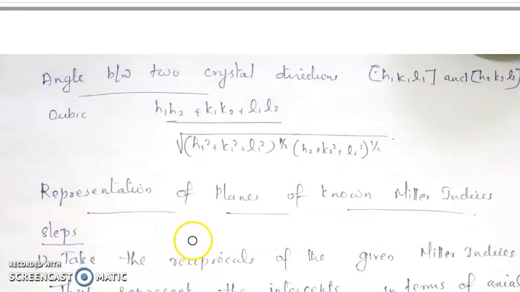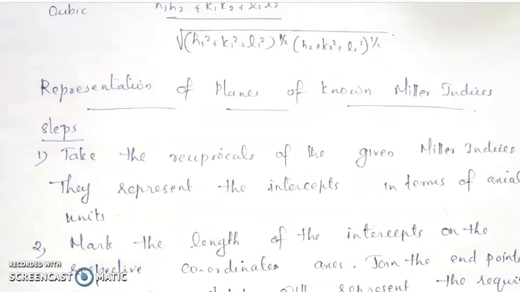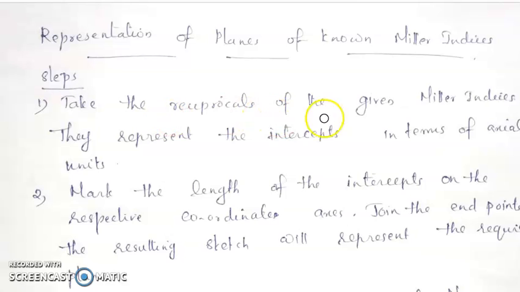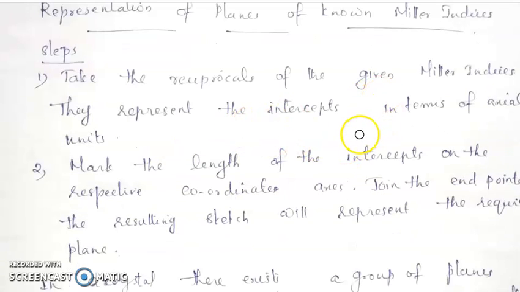Then representation of planes from Miller indices. The Miller indices are given and you have to find out the planes. First of all, we have to take the reciprocals of the given Miller indices. They represent the intercepts in terms of axial units. That is the method: you have to reverse the process of how we found the Miller indices. Then mark the length of the intercepts on the respective coordinate axes and join the endpoints. The resulting sketch will represent the required plane.